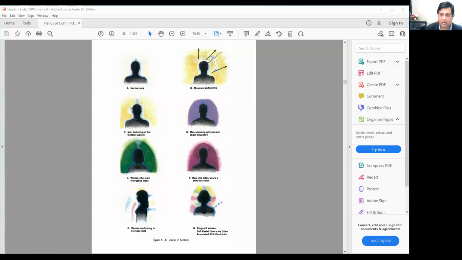One second. Can you all see the screen? So these are the figures that were there.